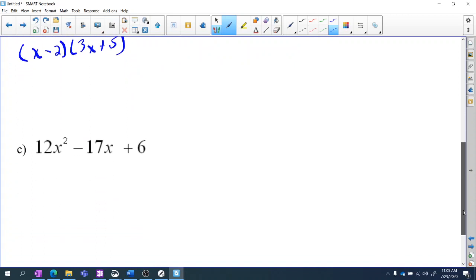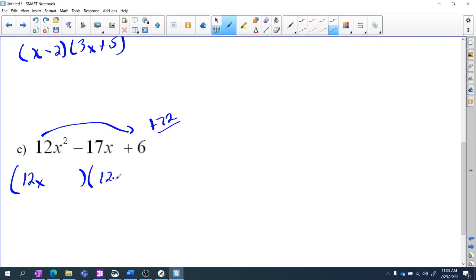Okay, I got one more here. 12 multiplied by a positive 6 is a positive 72. I want to multiply to get a positive 72, and I want to add to give a negative 17. I'm going Australian method again. 12x, 12x.